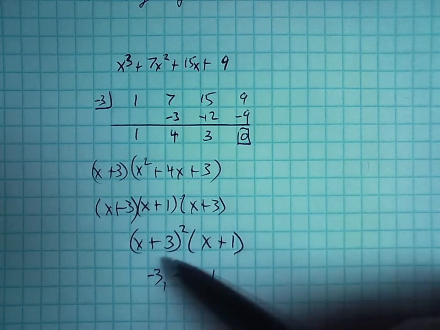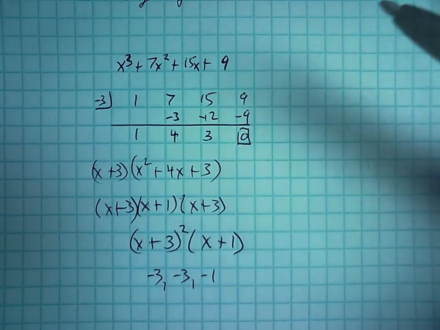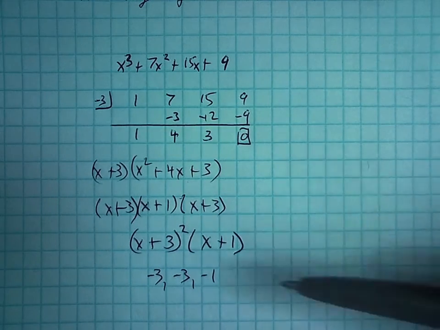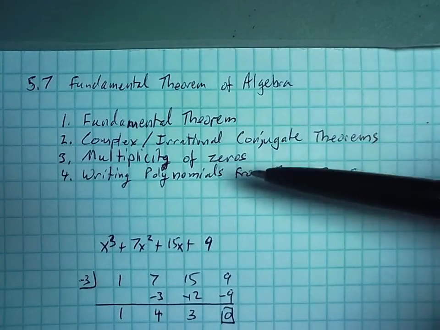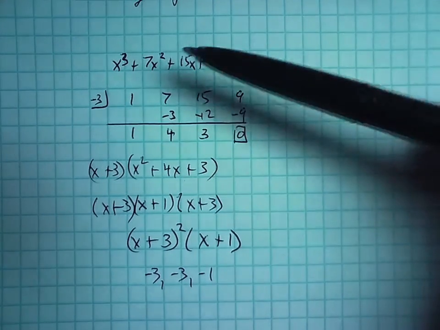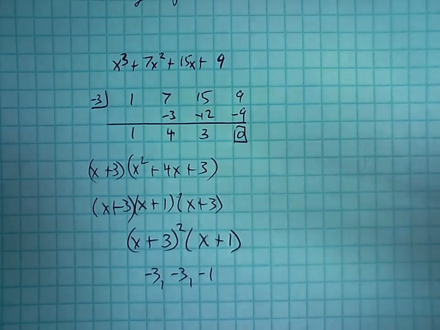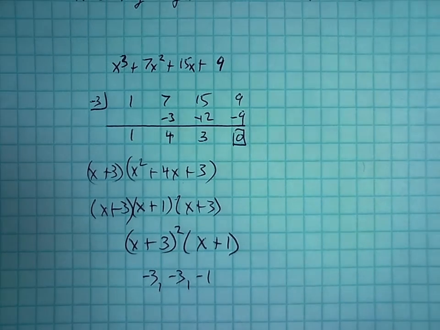So this is called a repeated solution, which means it has a multiplicity bigger than 1. And we're going to get to that when we talk about multiplicity. But there's the fundamental theorem of algebra for you. It tells you how many solutions you'll have, although you have to be careful to understand what you mean by that as far as how you count them.